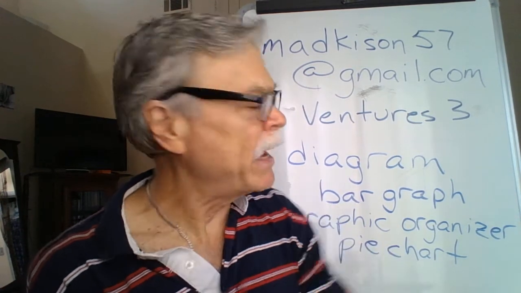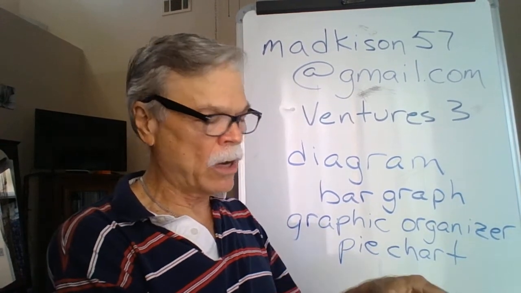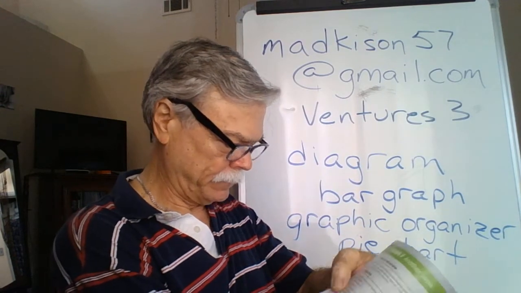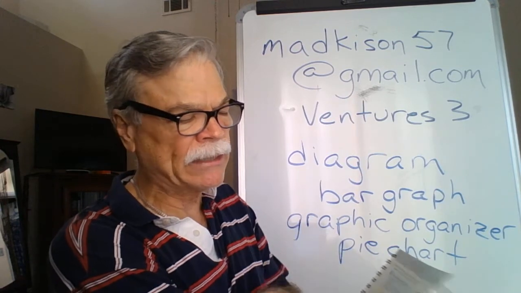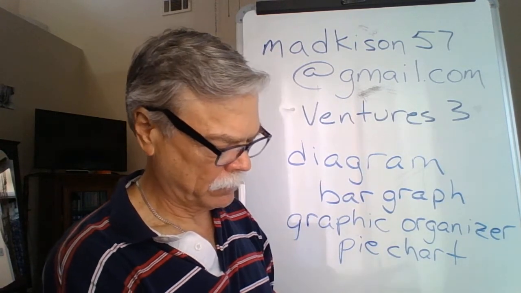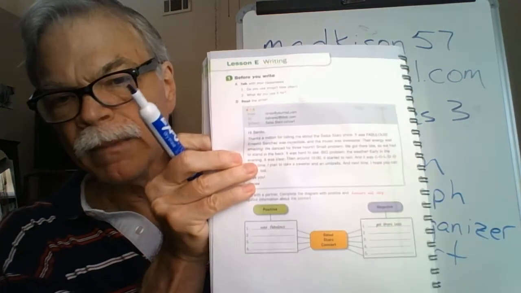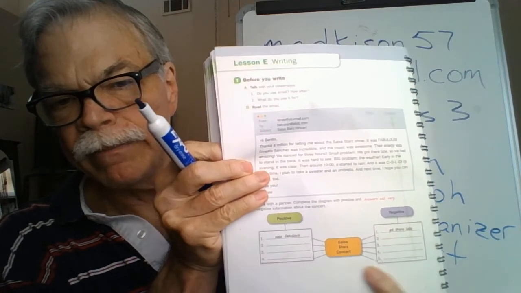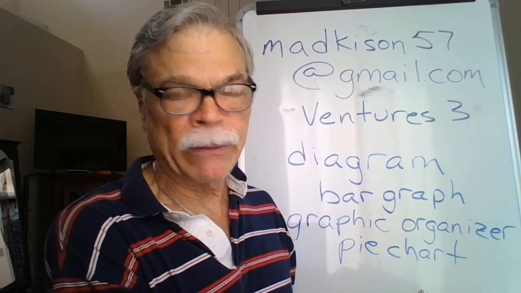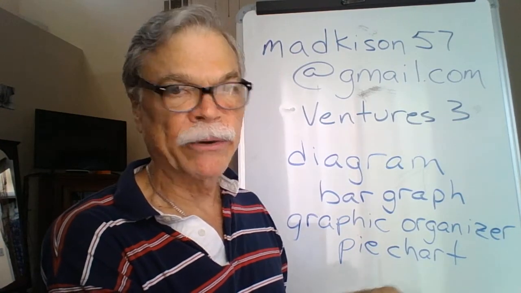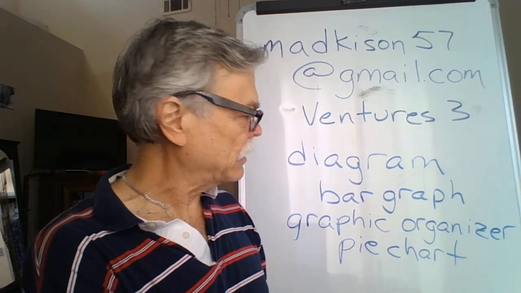And you may have wondered, well, what is a graphic organizer? And if you look in the book on page 66, you can see an example of a graphic organizer on page 66. Here's one in the book, and it's just a diagram that helps you to organize your thoughts before you write a paper like an essay or a paragraph. So it's just a diagram that people use to organize their thoughts.